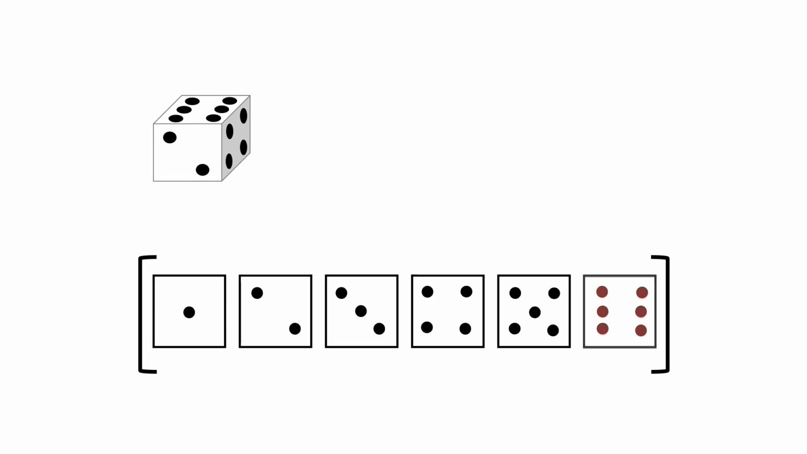There's exactly one sample point in our event space that satisfies that outcome. So assuming the die is fair, there's a 1 in 6 chance that the event will occur in any given trial roll of the die.